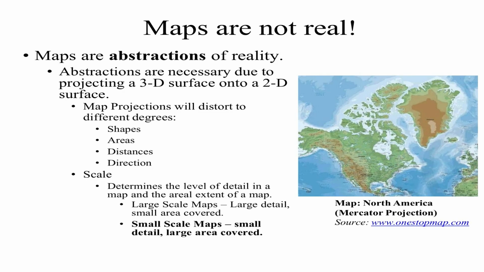Scale determines the level of detail in a map and the areal extent of a map. Maps are not drawn at a one-to-one scale. They would not be useful at that scale. A map of the city of Erie would essentially be the size of Erie. And again, that would not be very useful. It's not something you can put in your pocket. So thus we have maps at different scales.